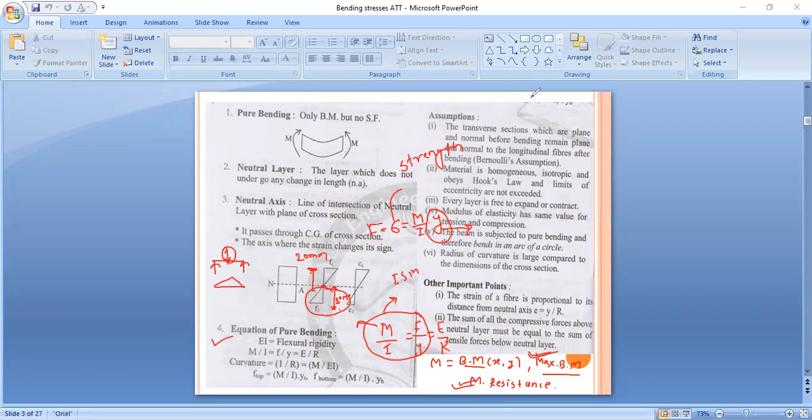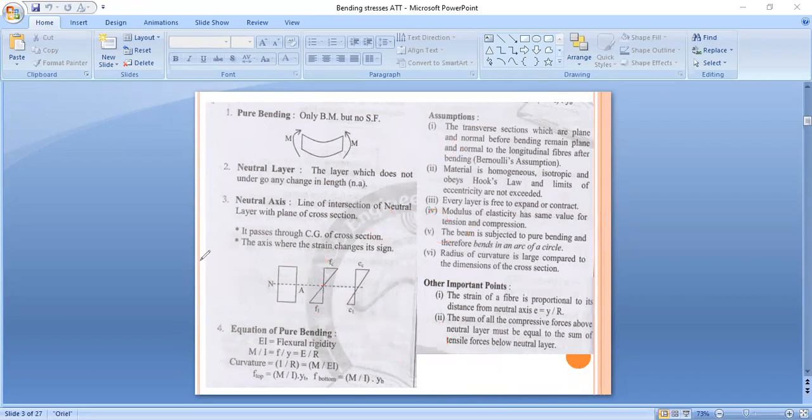After that, the second part is, our basic equation M upon I which is equal to sigma or F upon Y which is equal to E upon R. This I, as you already know, is moment of inertia. This sigma is nothing but stress. This Y is the depth of our neutral axis. This E means Young's modulus and this R means radius of curvature. This is our equation of pure bending.